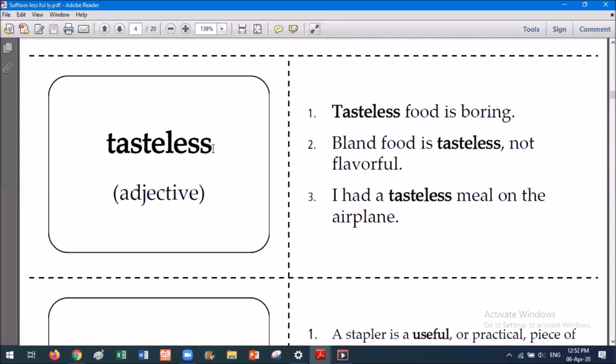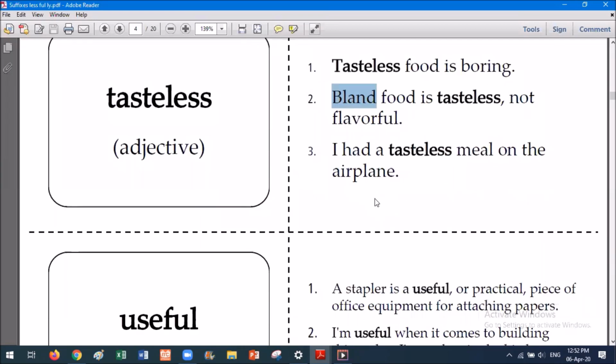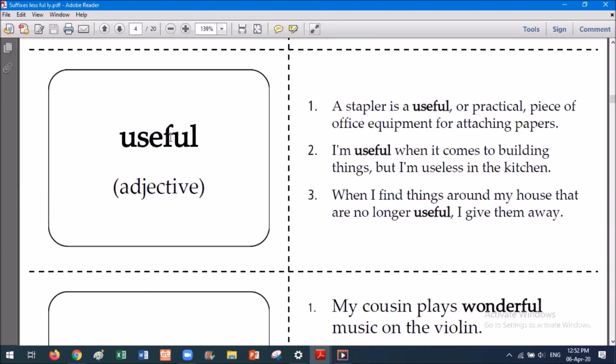And we know this one, because sometimes we have food without taste, tasteless. Bland food is tasteless and not flavorful. We learned this word in science, bland, without taste. Useful, it has a lot of use. So we know that the thing is full of use.